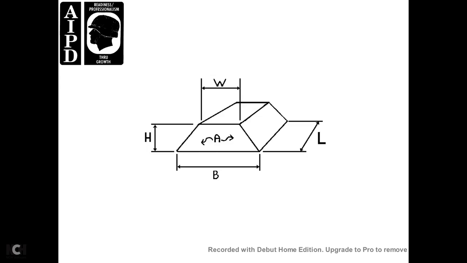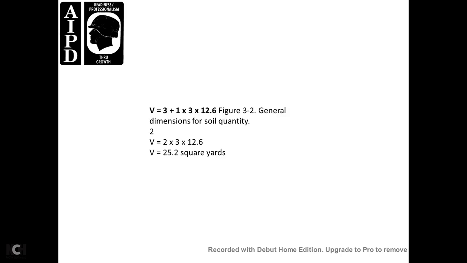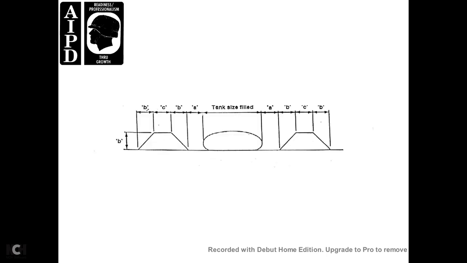All right, you have your height, width, and berm width and length in the area. The volume is 3 plus 1 times 3 times 12.6. Generally, the volume for the soil quantity is 25. Soil quantity is 25.2 cubic yards. This shows the tank size, filled area, and the difference between the berms.